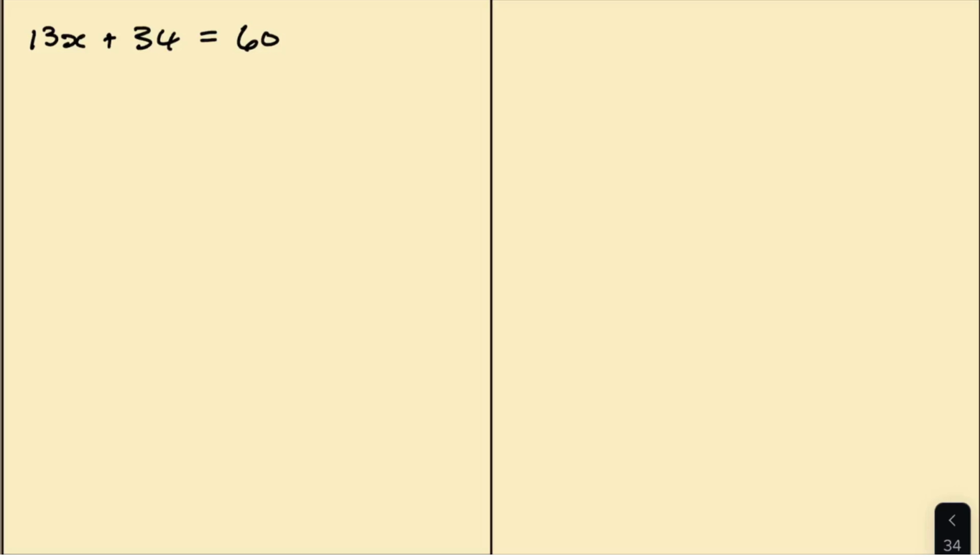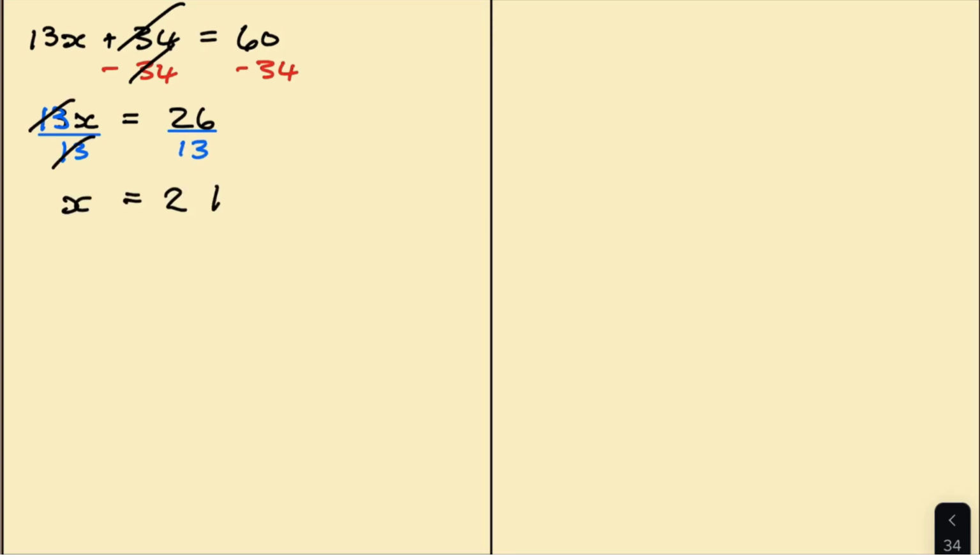First, we must undo the addition by subtracting 34 on both sides. 34 cancels, and on the right, 60 minus 34 is 26. Lastly, we undo the multiplication by dividing by the coefficient, and we do that on both sides. So x equals 26 divided by 13, 2 headphone sets.